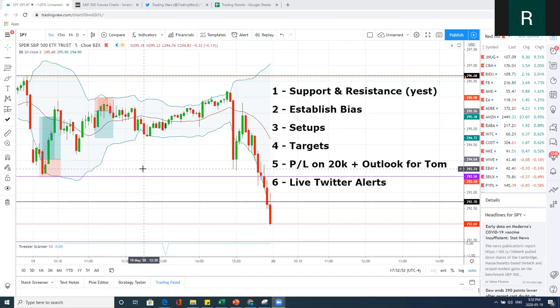It looks like we had some great intraday price action today. I'm going to be breaking down the best long and short setups for the S&P 500 today. And if you're ready, let's step into the war zone.